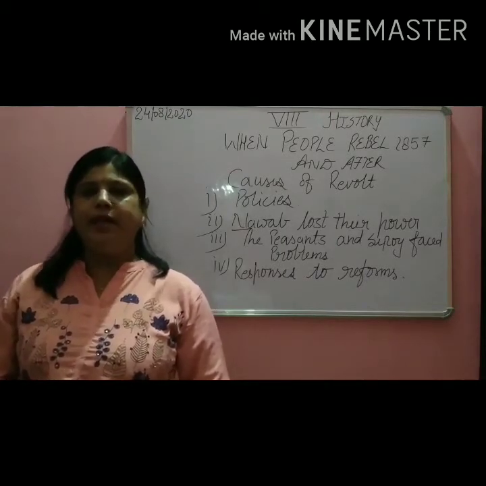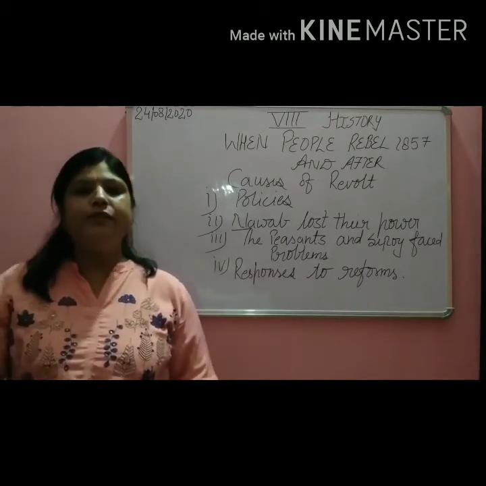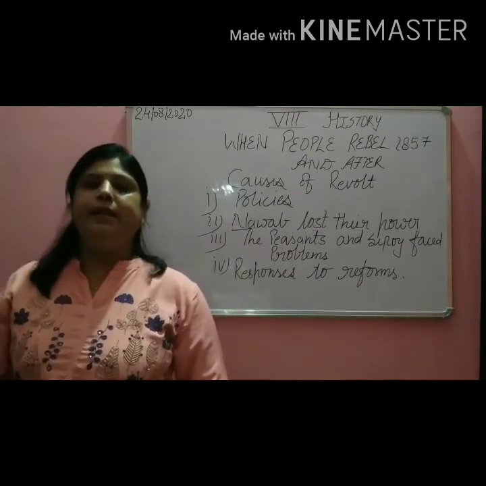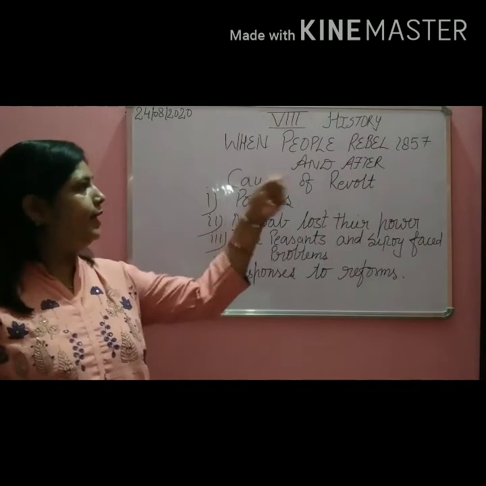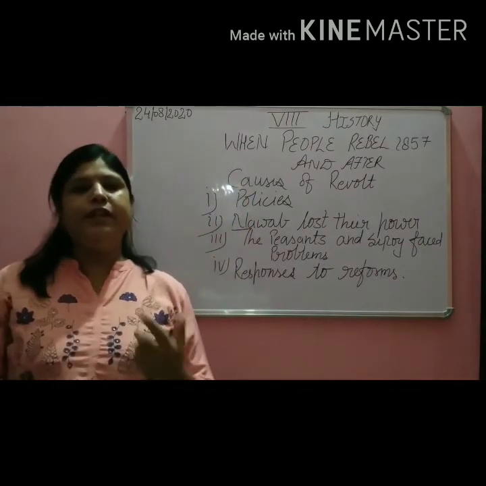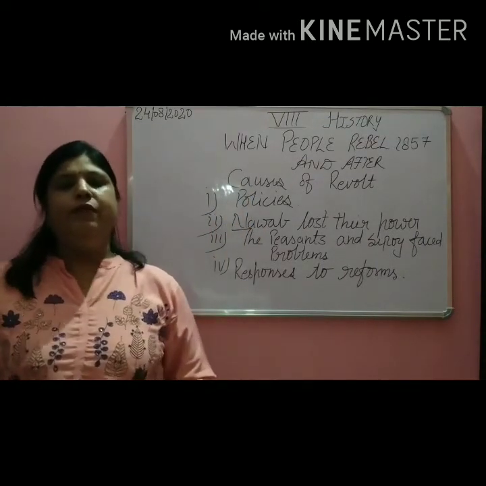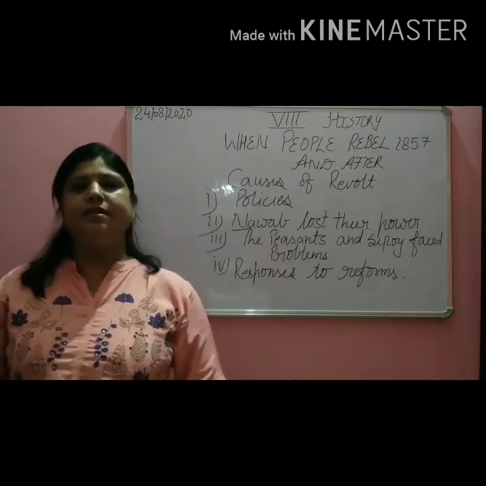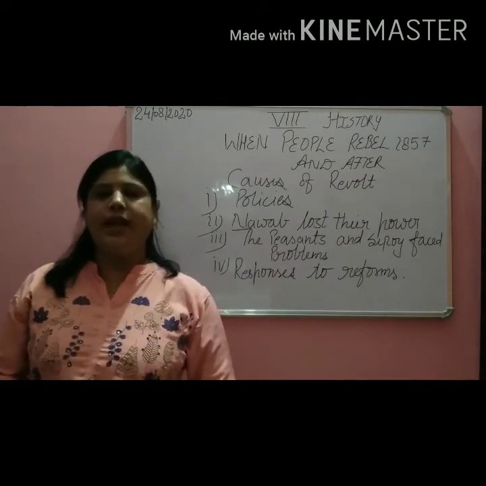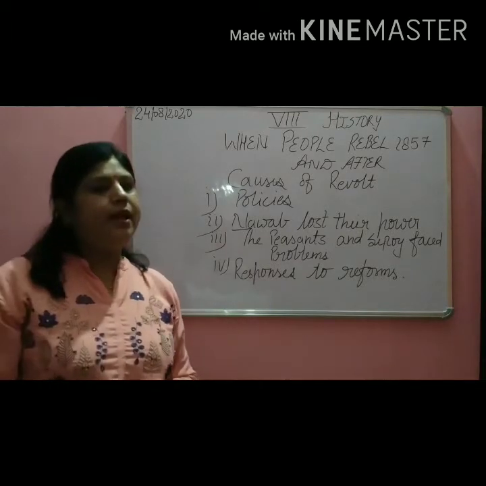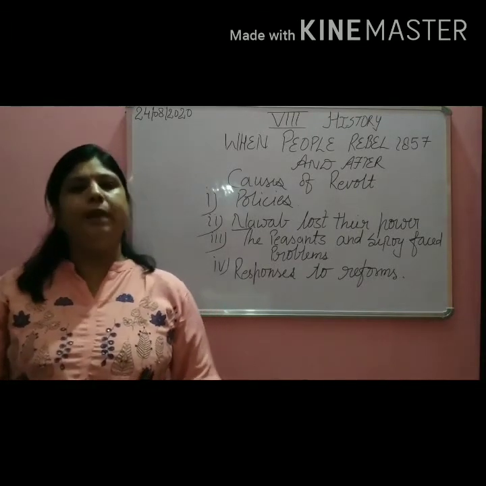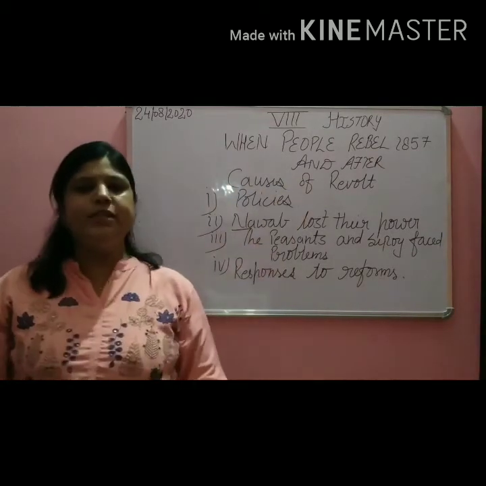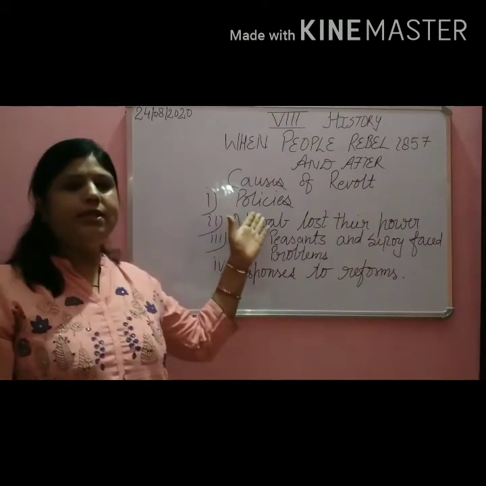And in this chapter we will learn what were the reasons, what were the causes why the people rebelled in 1857. What were the problems which the people faced, so that they stood against the British Empire or the British government? In this video, we will learn about the causes.